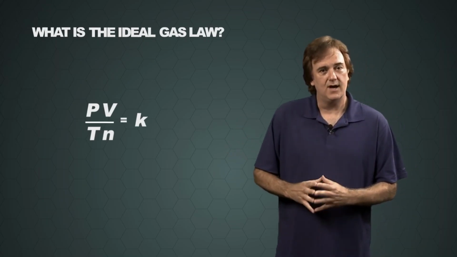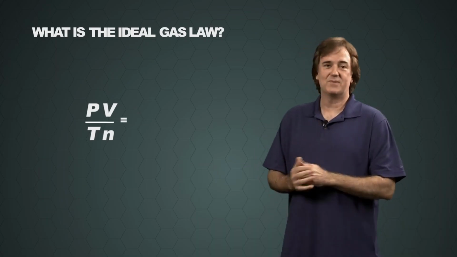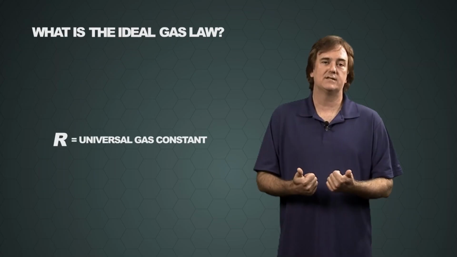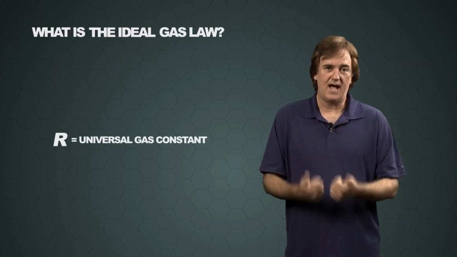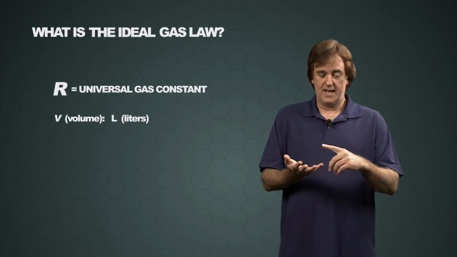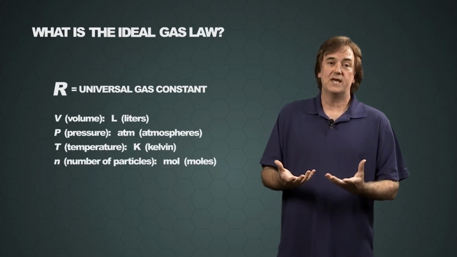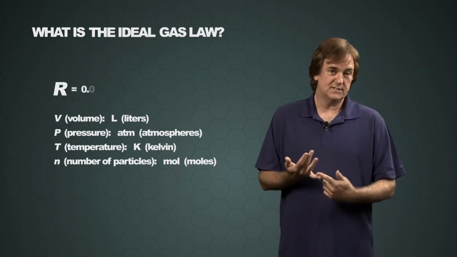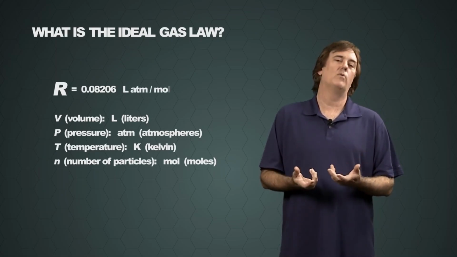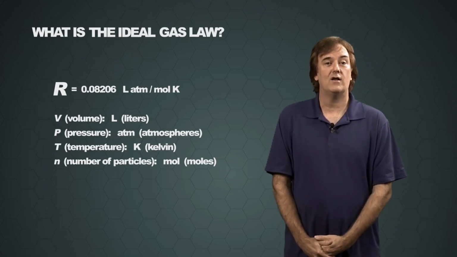But this time the constant is rather special. This constant has a name. We're going to change it from K to an R. And the R is the universal gas constant, which has a specific value. If you choose to use, which we mostly do, liters and atmospheres and Kelvin temperature and moles, then the value you get for R is 0.08206 liter atmospheres per mole Kelvin. And that's what you use in a lot of your ideal gas law problems.